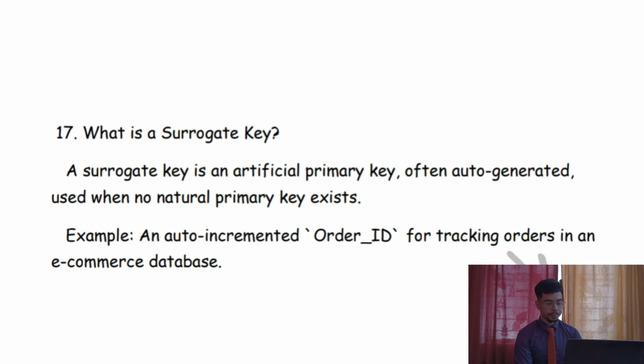What is a surrogate key? A surrogate key is an artificial primary key, often auto-generated, used when no natural primary key exists. Example, an auto-incremented order ID for tracking orders in an e-commerce database.